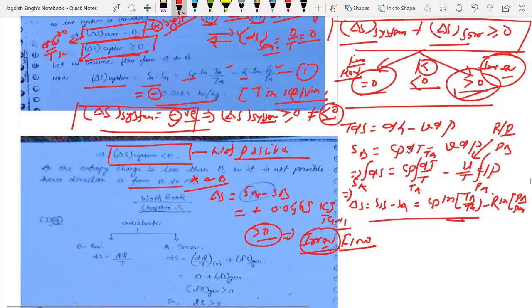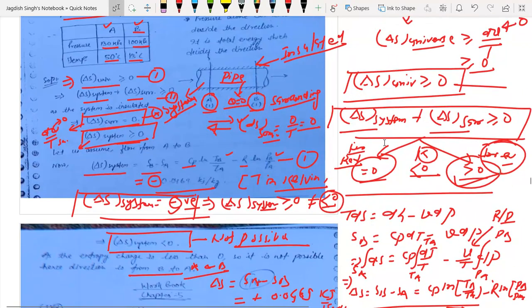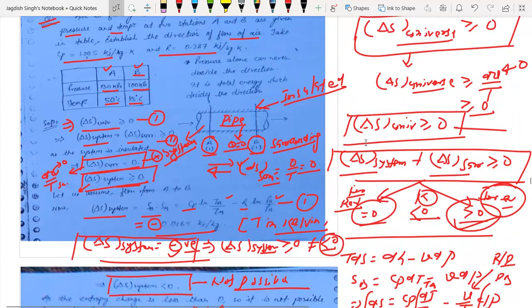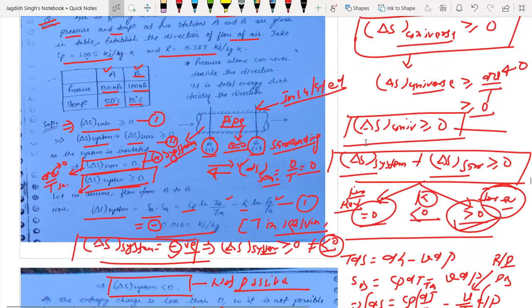So in this problem, with the concept of change in entropy, we have calculated the direction of flow of air, whether A to B or B to A. This is the beauty of the second law of thermodynamics, or you can say the beauty of the concept of entropy. Right? Okay, we'll meet in the next session.